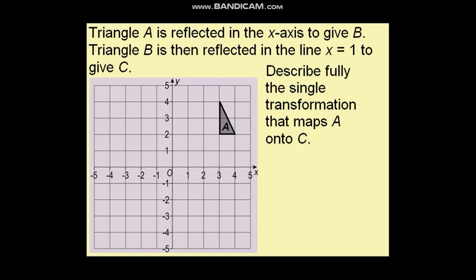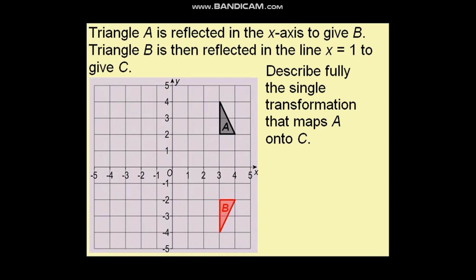So the first thing it says is triangle A is reflected in the x-axis to give B. So first of all, I'm going to actually do that reflection on here. So here's the x-axis, and I want to reflect A in it. The reflection looks like this, so this is triangle B.